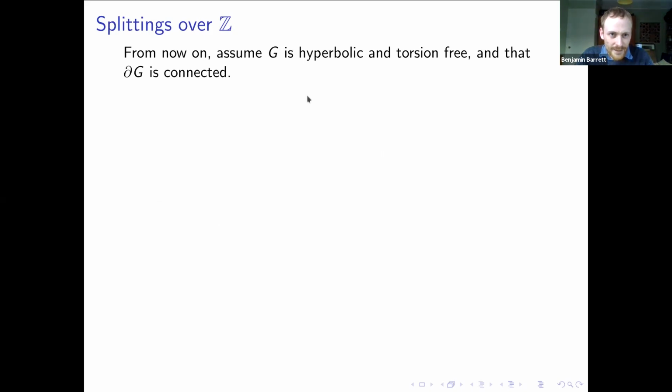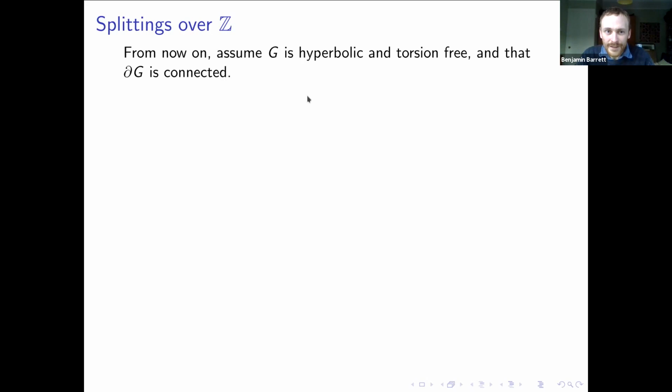So for simplicity, I'm going to assume for a bit that G is still going to be hyperbolic. I'm now going to assume it's torsion-free, which just makes things a bit easier. And I'm also going to assume that its boundary is connected, because if its boundary isn't connected, we just need to decompose it over some finite groups, and we'll end up with some pieces that don't decompose any further, so their boundary is going to be connected.